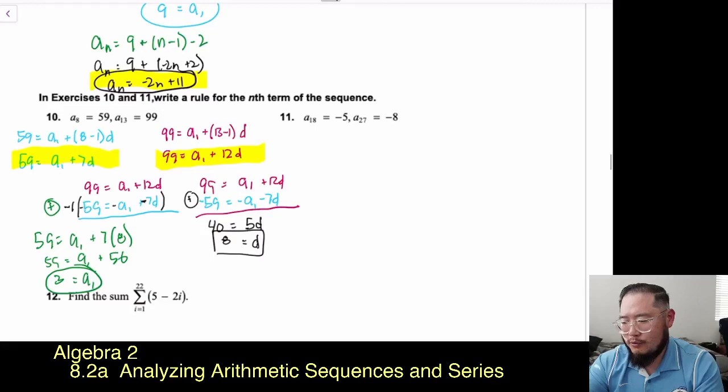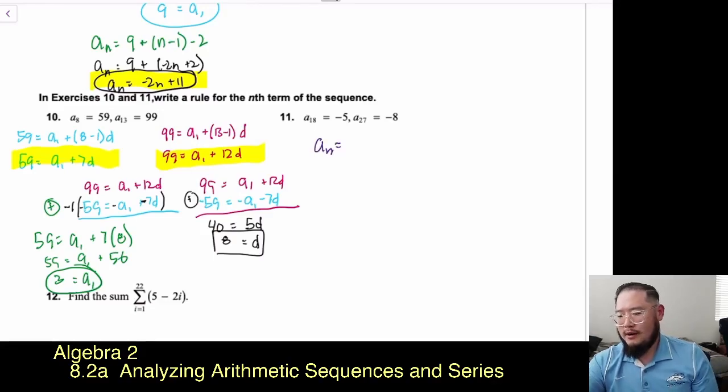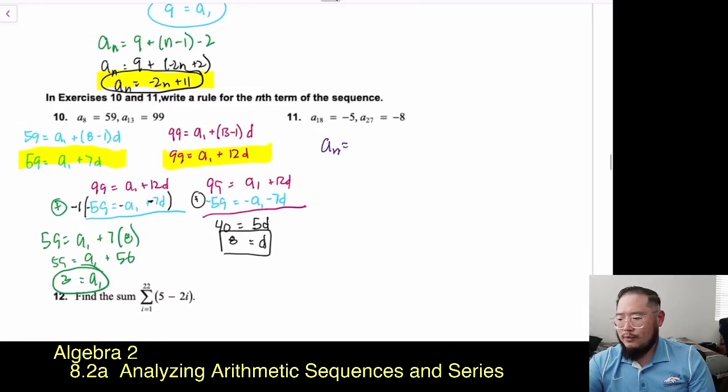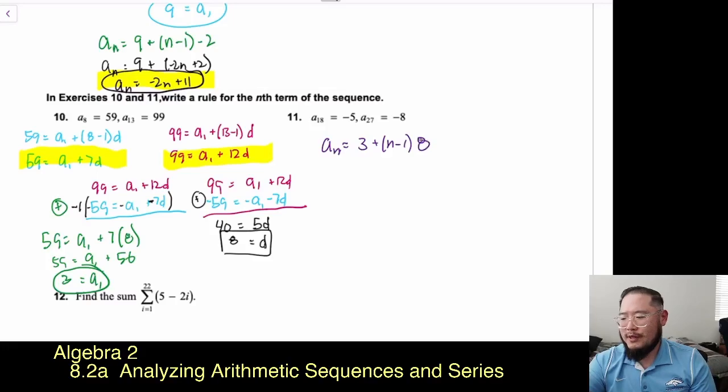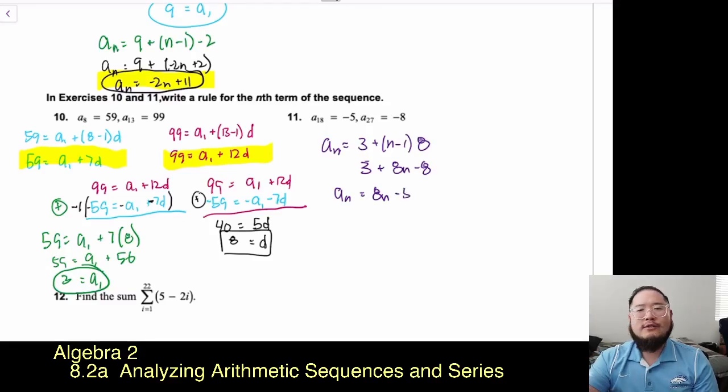So a sub n is equal to a1, which is 3, plus n minus 1 times 8. We're going to distribute things out, and then simplify it all together. We'll put the 8n up front, and then 3 minus 8 becomes negative 5. And there is the rule for the nth term.